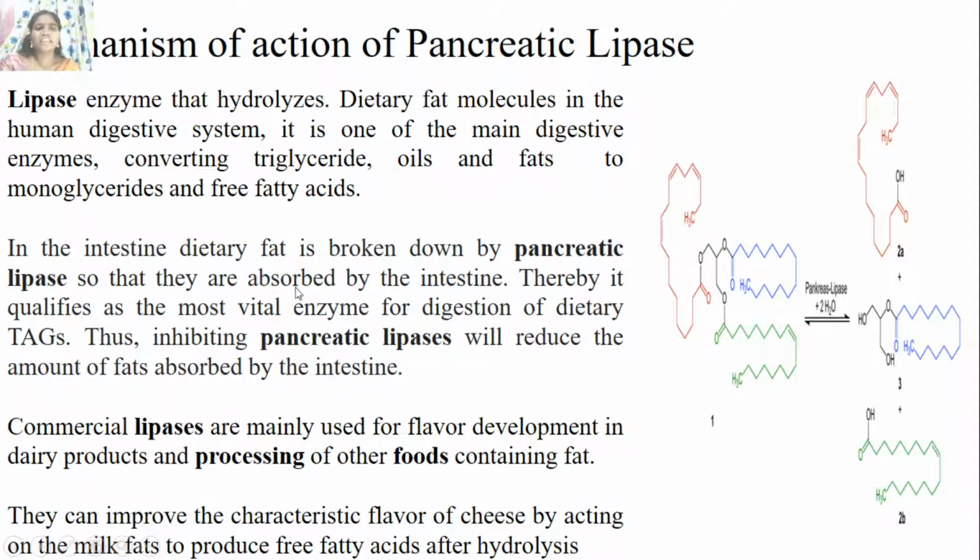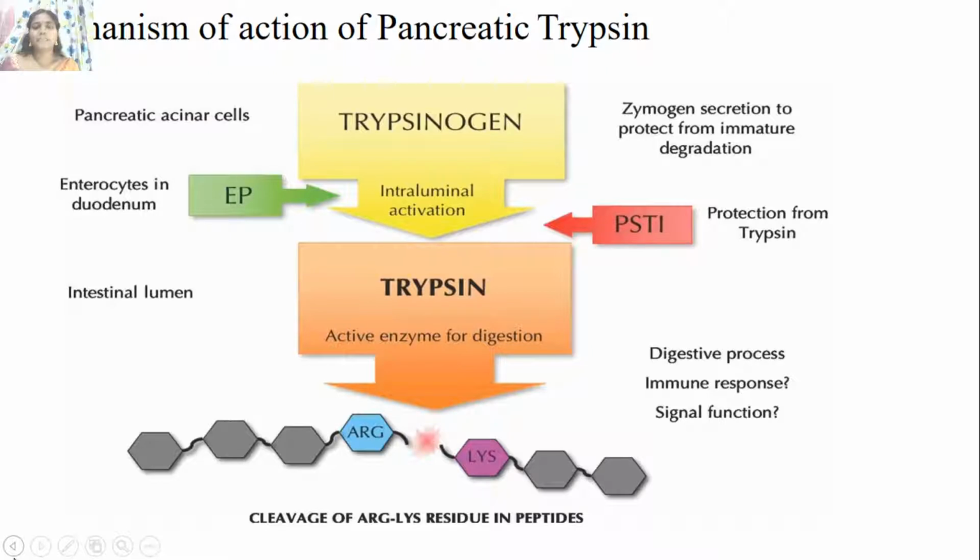In the intestine, the dietary fat is broken down by pancreatic lipase so that it can be absorbed by the intestine. Thereby, it qualifies as the most vital enzyme for digestion of dietary triacylglycerides. Thus, inhibiting the pancreatic lipase will reduce the amount of fat absorbed by the intestine. Commercially, it is also used in the food industry and the dairy industry as a flavor enhancer. It can improve the flavor of cheese by acting on the milk fats to produce free fatty acids after hydrolysis.